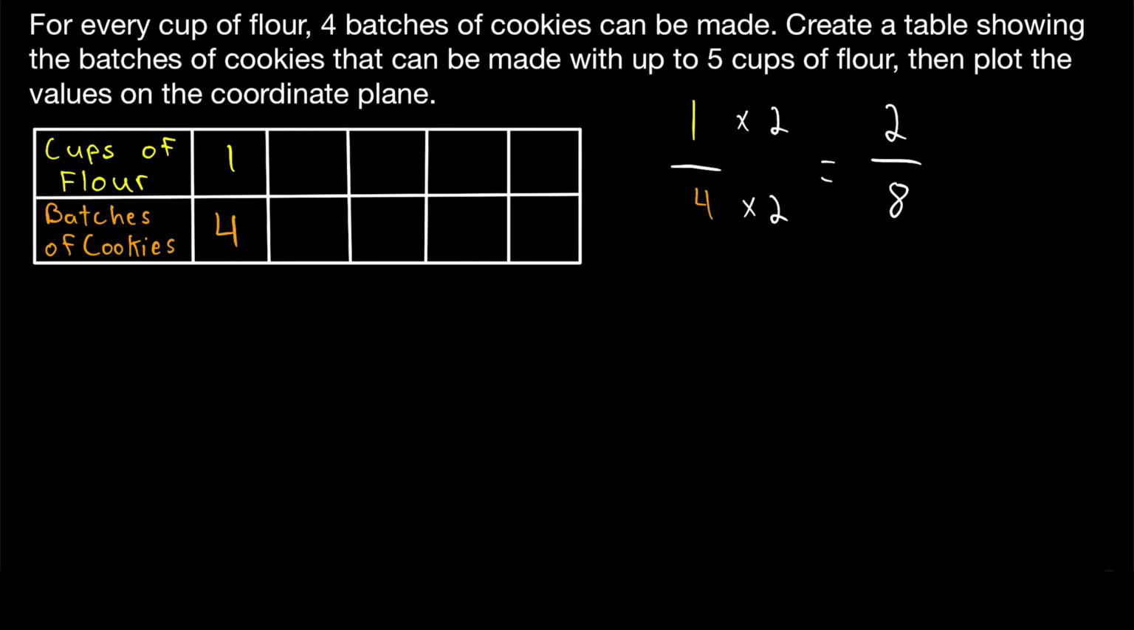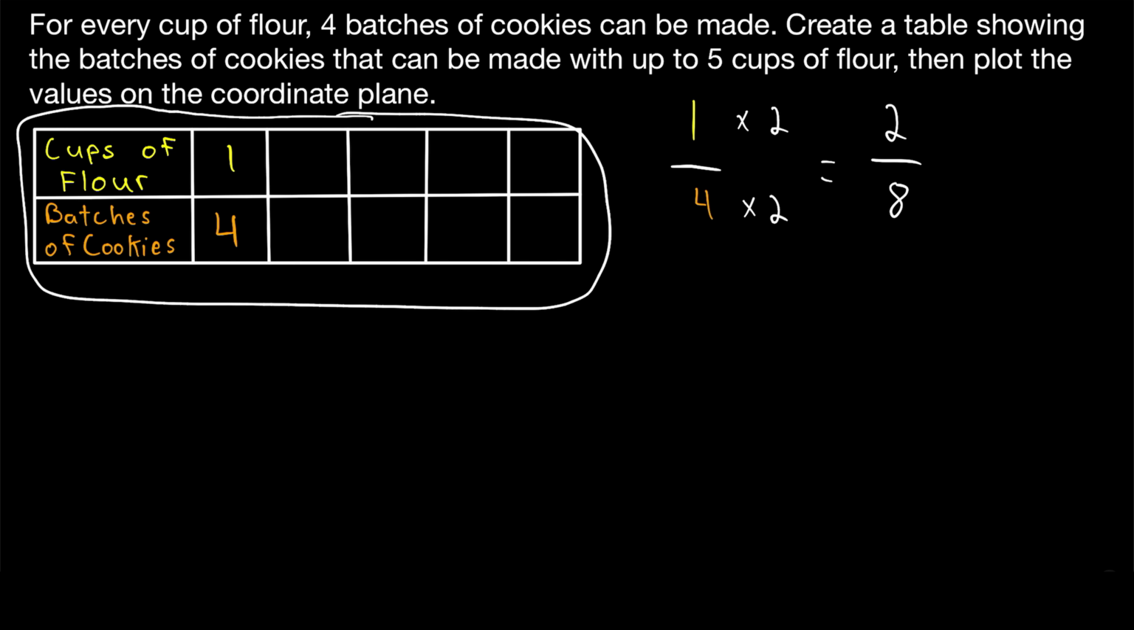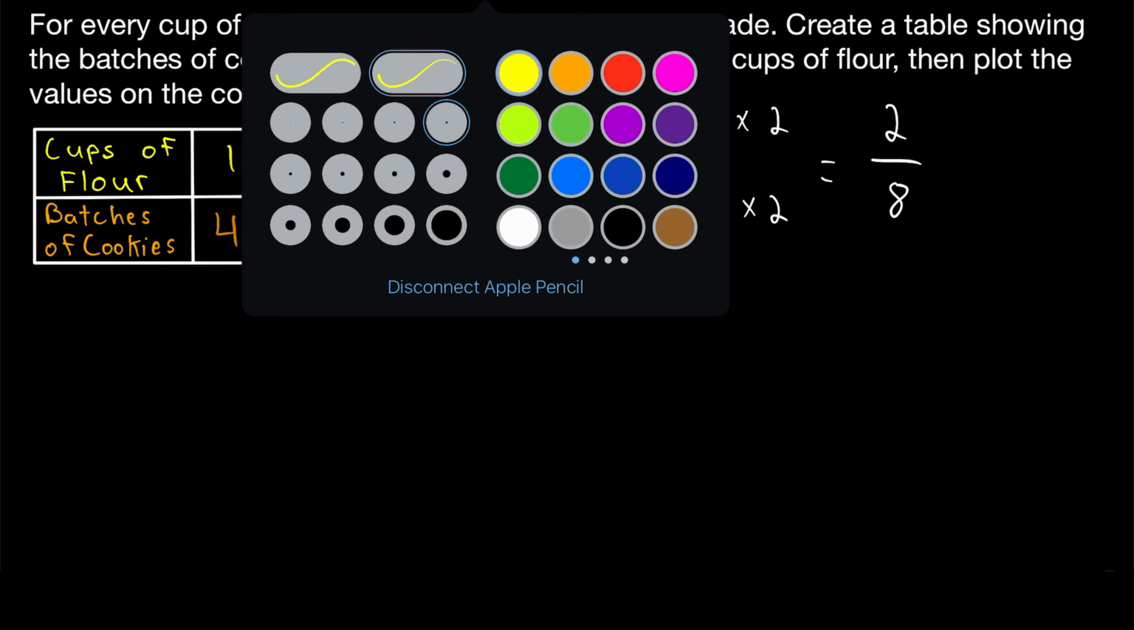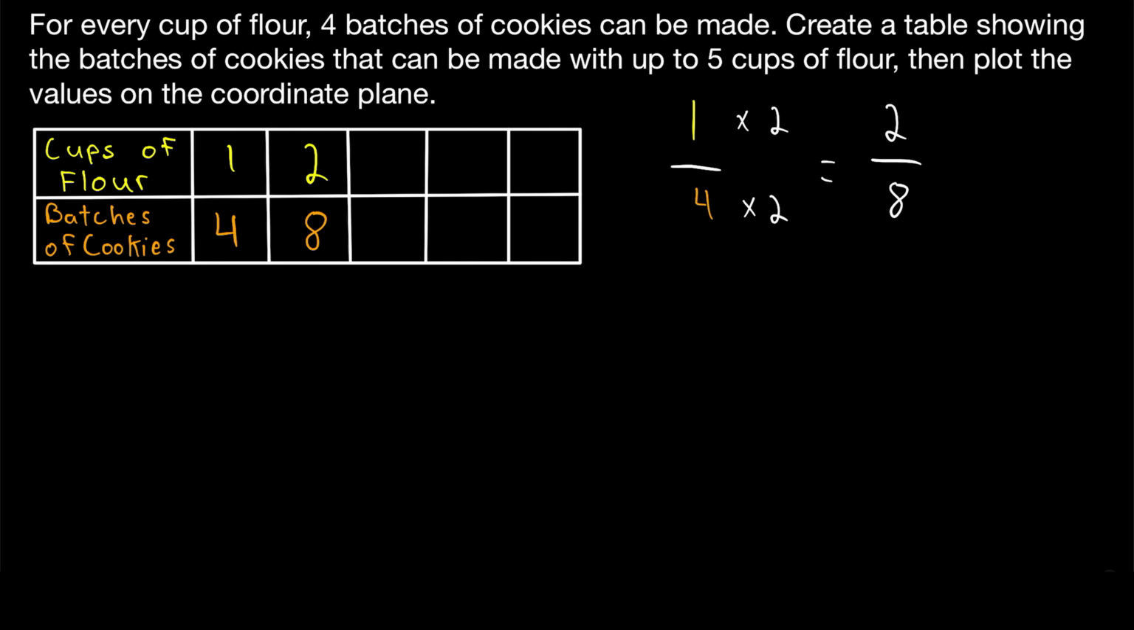By scaling ratios up and down in this way, we can fill in a ratio table to find specific ratios that we're interested in. In this case, we want our table to show the batches of cookies that can be made with up to 5 cups of flour. So let's continue scaling our ratio. We just scaled our first ratio by multiplying both quantities by 2, giving us this new one that we can now put in the table. For 2 cups of flour, we can make 8 batches of cookies.